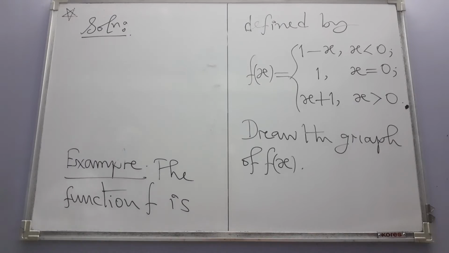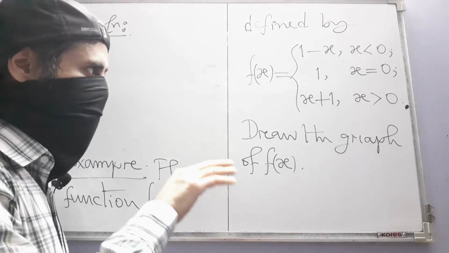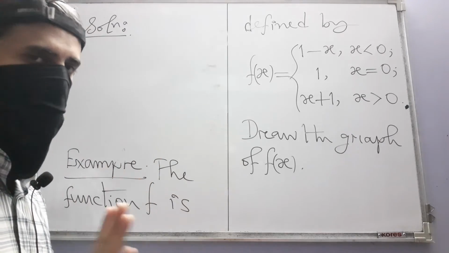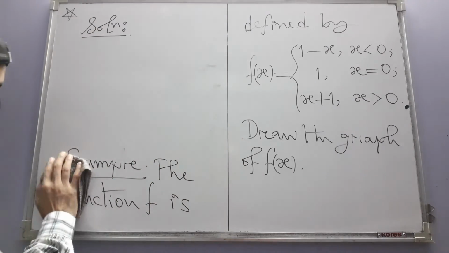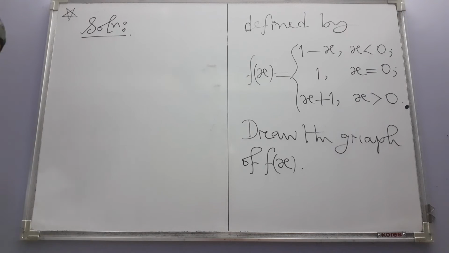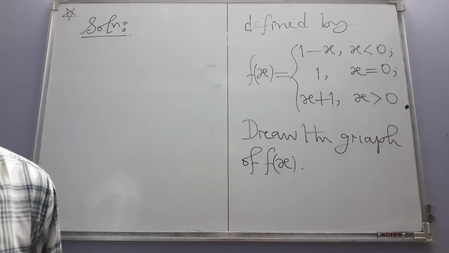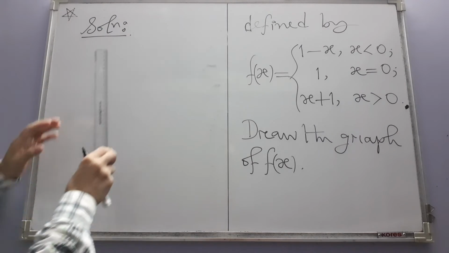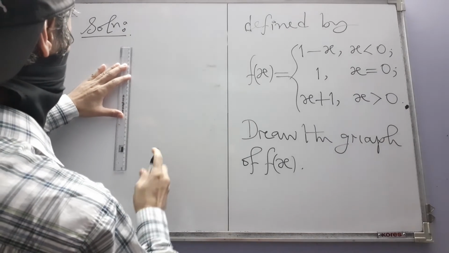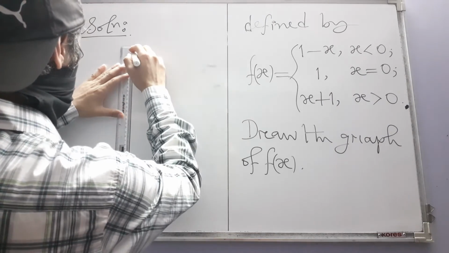So in the beginning itself, we have recognized that in each individual part, the function is a linear function, so the graph will be a straight line. But as a whole, the graph will not be a single straight line. So let me draw the y-axis first.